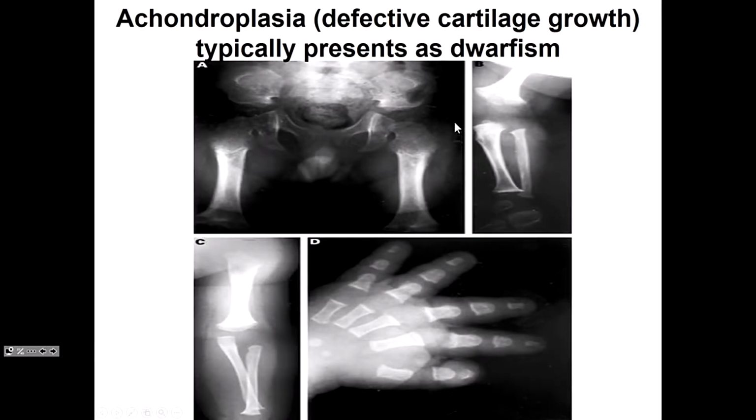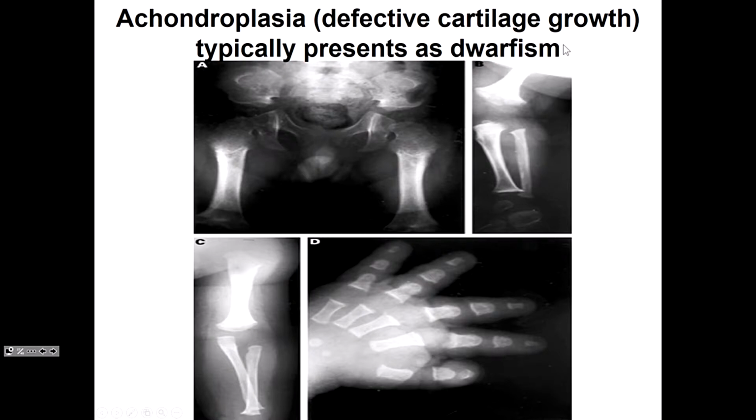Okay, we can have certain genetic diseases that can limit cartilage growth. So achondroplasia: A meaning not, if you see A in front of something, like atypia, atypical. A meaning not cartilage growth, defective cartilage growth. So this is common in dwarfism.